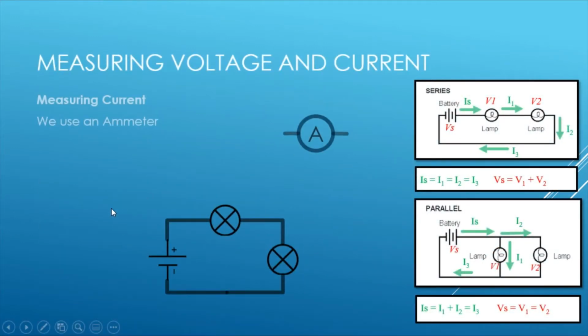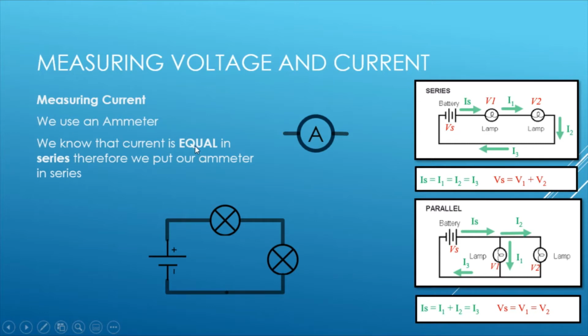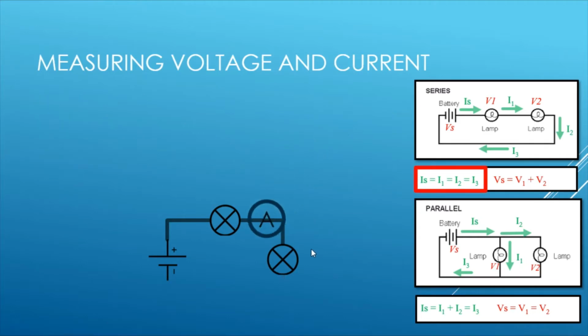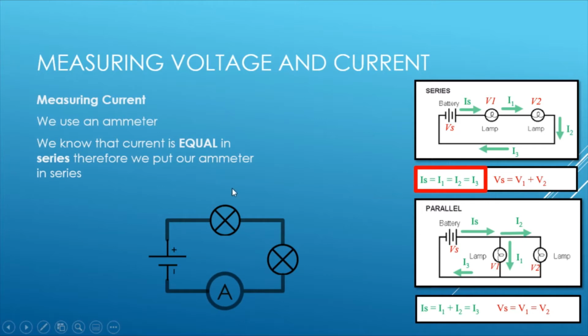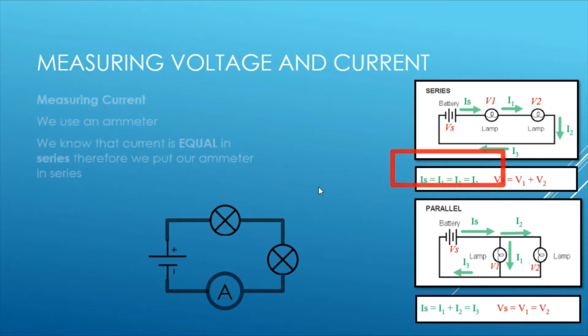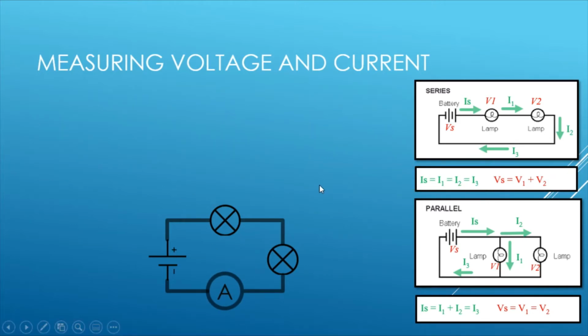Using these rules, we can now understand how to measure our current, and we use an ammeter. This little device here, very simply labeled A. We know that current is equal in series, therefore we're going to put our ammeter in series. We know that the current at this point is the same as at this point, and the same as at this point. So using this rule, we put our ammeter in series, it doesn't matter where, and we find out the current going through.